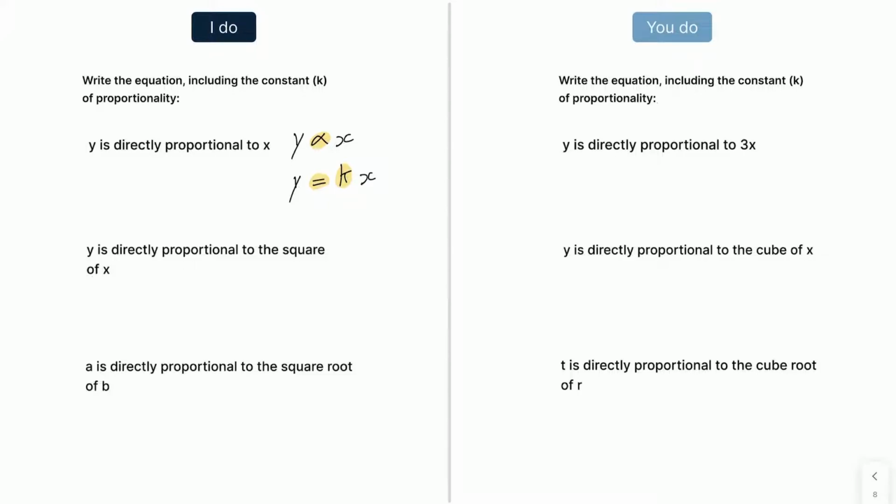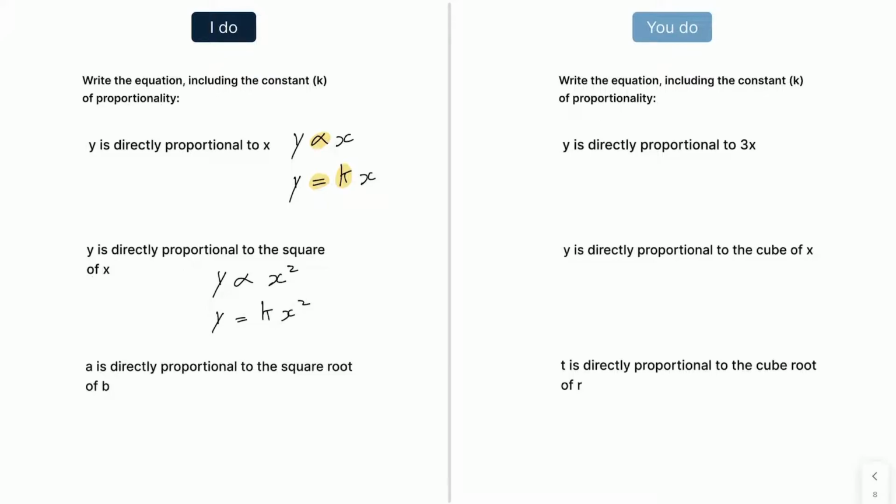So looking at the next example, it says y is directly proportional to the square of x. So we're going to say y is directly proportional, that's what that sign means there, to the square of x. So that's going to be x squared. And now to write that as an equation, we're just going to swap that sign out for an equals and a constant k for proportionality, and there's that.